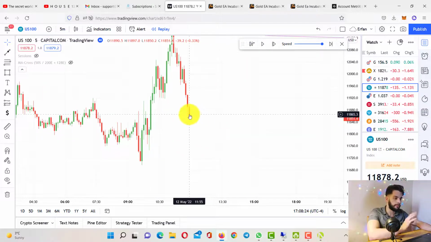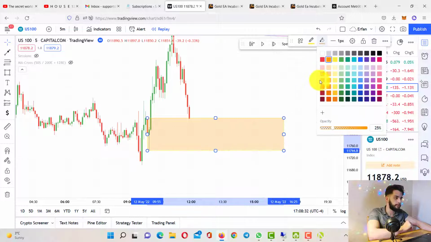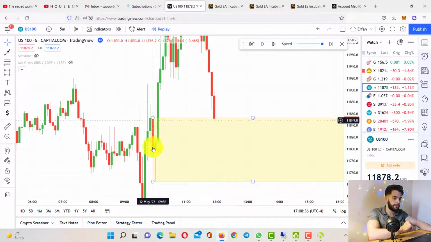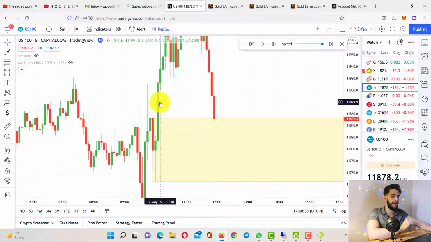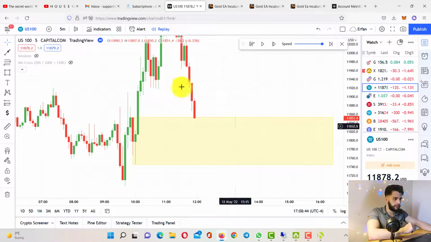So it was around 10 a.m. Eastern Standard Time. I noticed that we have this beautiful high probability demand zone, because this is the last bearish candle, and this is the first candle that actually spiked towards the upside. The next candle never tapped into the zone. There's a gap in between, and that's why this is a high probability demand zone.